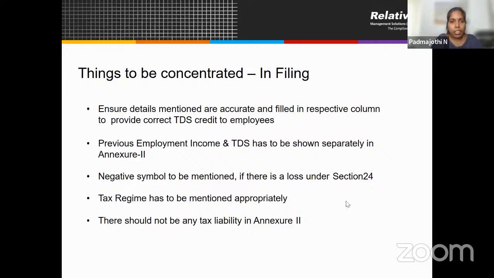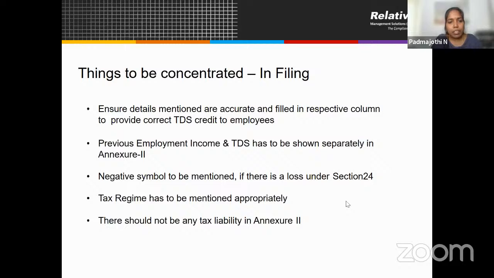While filing the returns, please ensure that there is no additional tax liability in Annexure 2. For example, there will be one column called shortfall or excess TDS refund. The shortfall should not come under positive. It should be in the negative case only every time. Please ensure there is no value in positive. These are the things to concentrate on while filing.